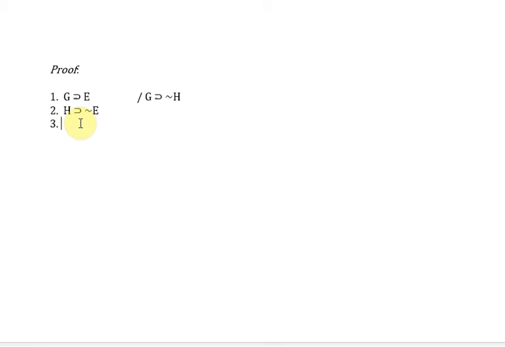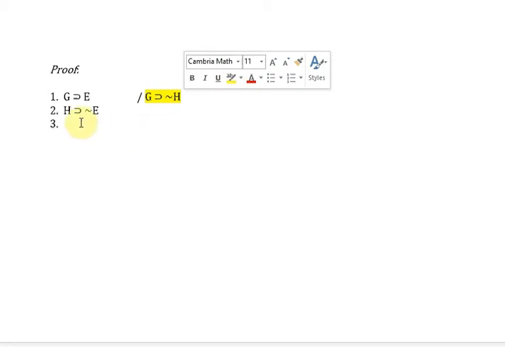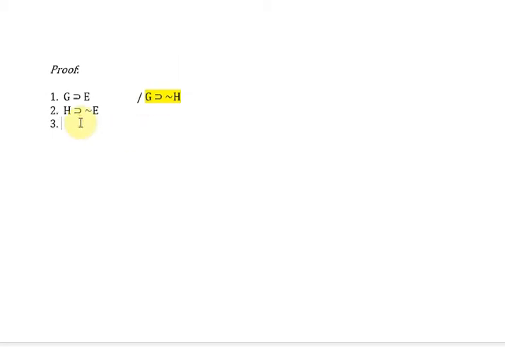Okay, so for our second one here, which is number 2 in the homework, we have if G then E as our first premise. We have if H then not E as our second premise. And what we're trying to prove is if G then not H. So the question is, is there something here? I'm going to highlight what we're trying to prove. Is there something here that we can do right away?